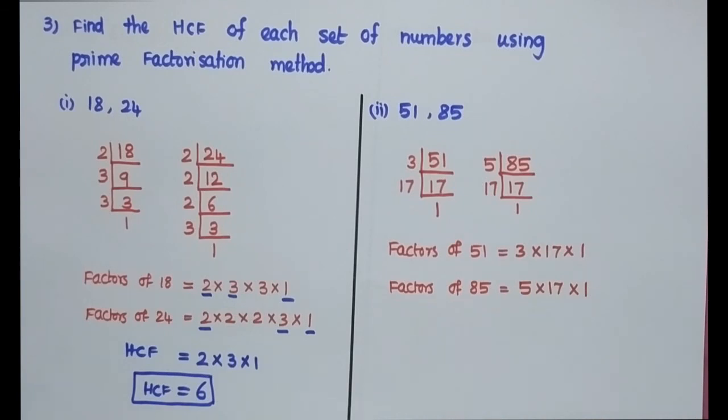Now HCF equal to, what are the common factors here? 17 and 1. So 17 into 1, that is HCF equal to 17. That is the answer.